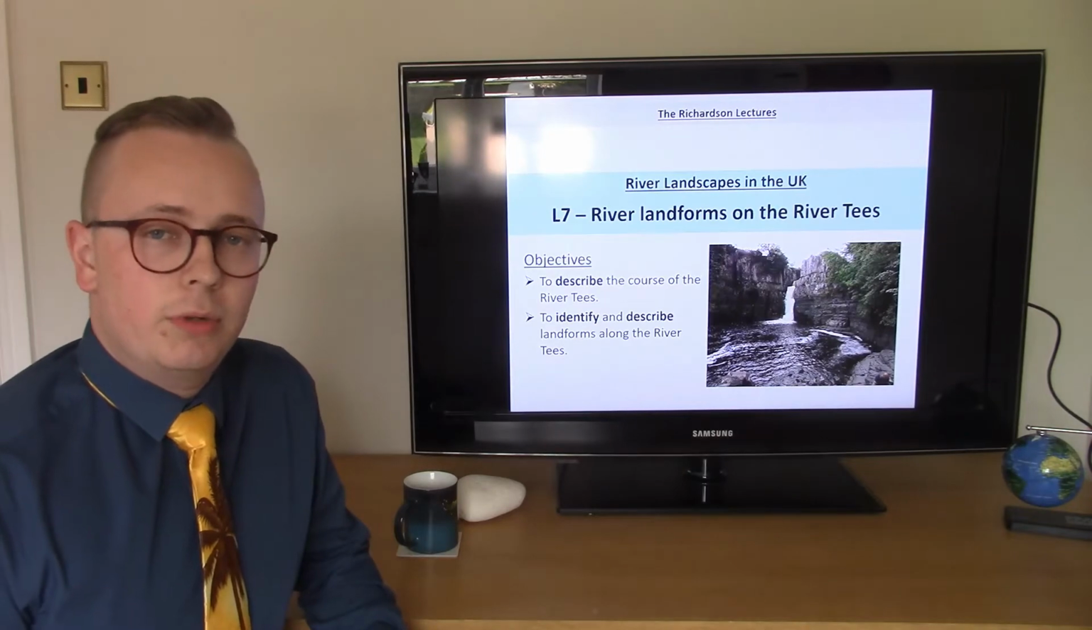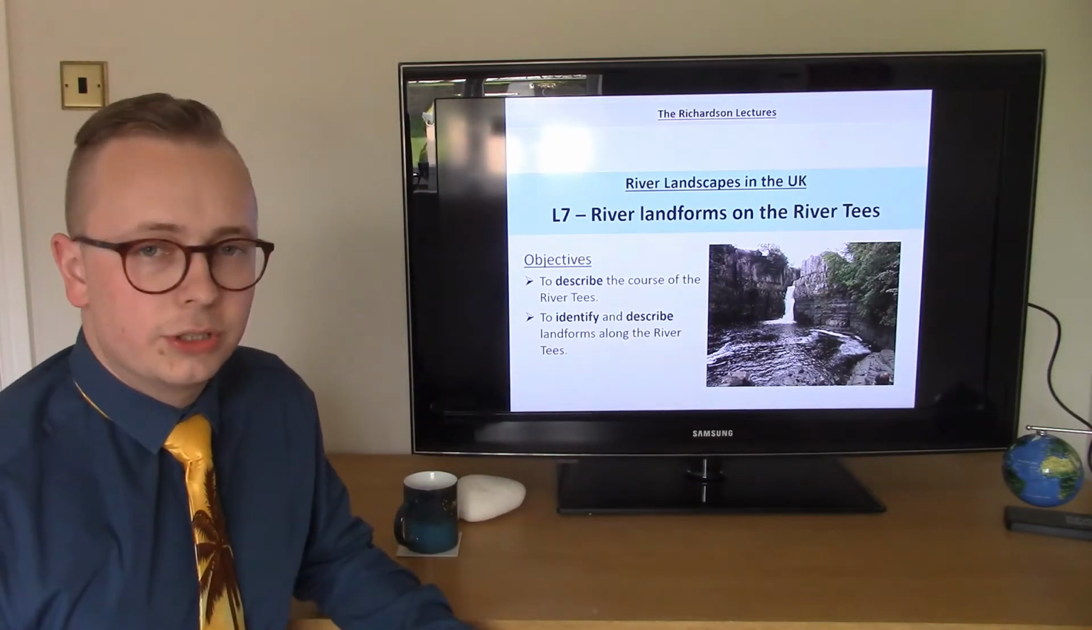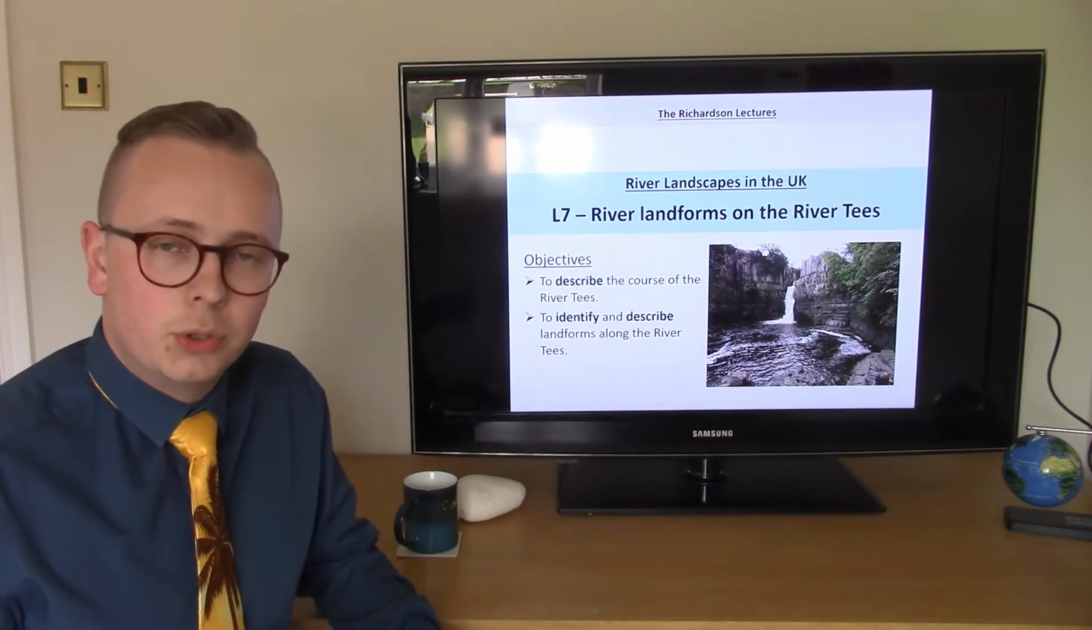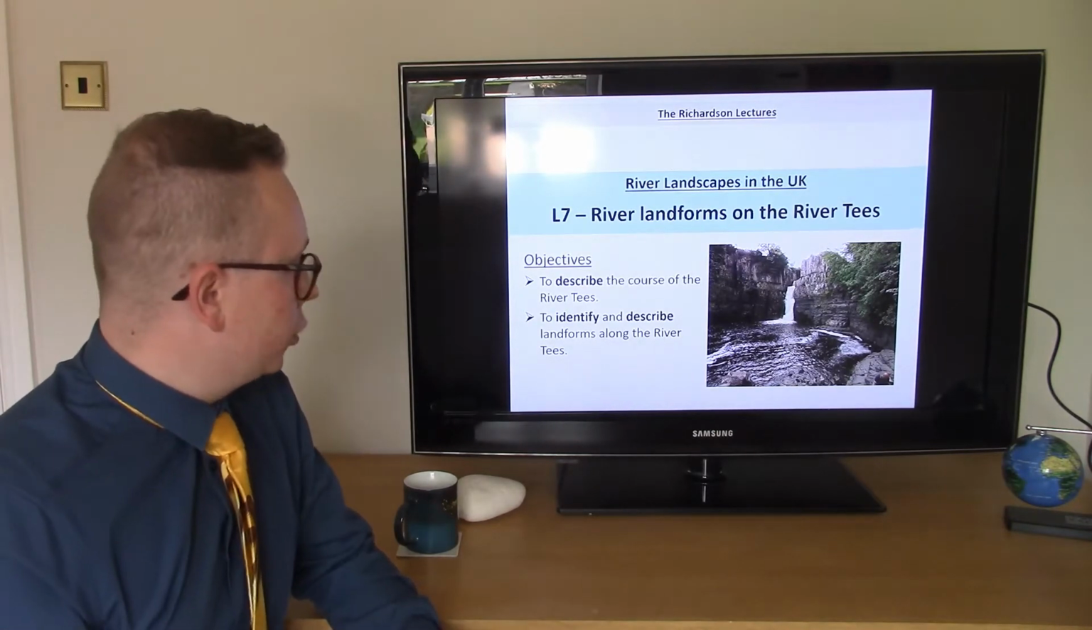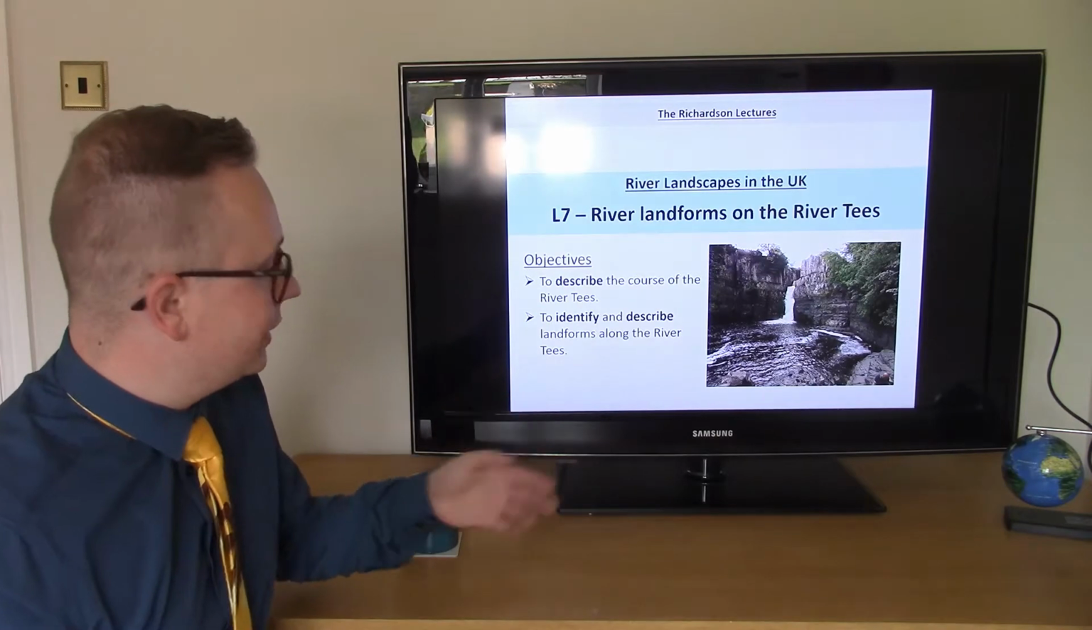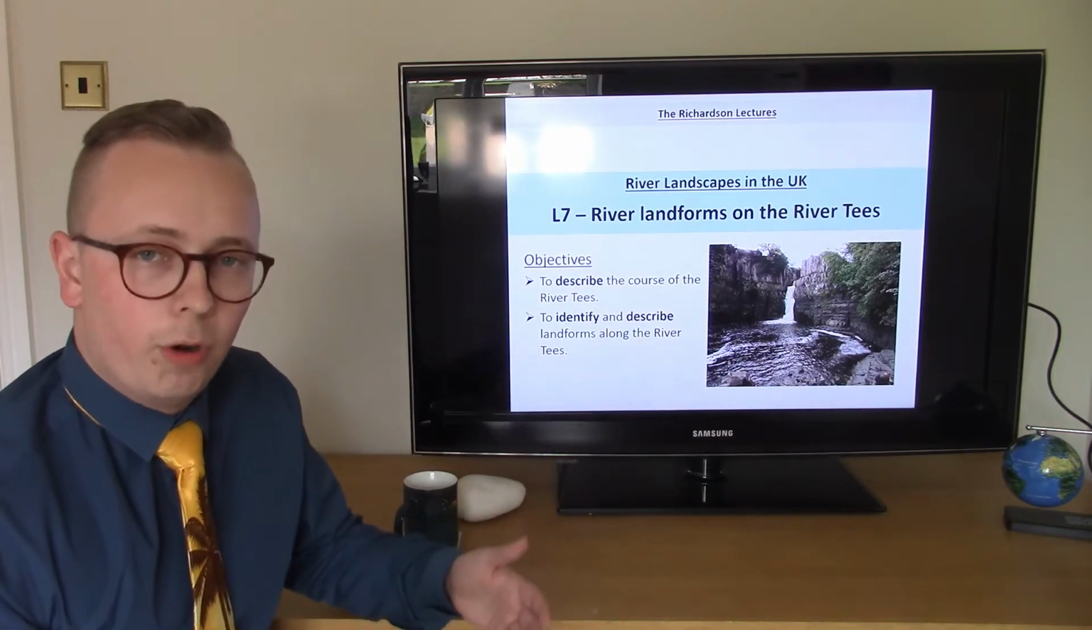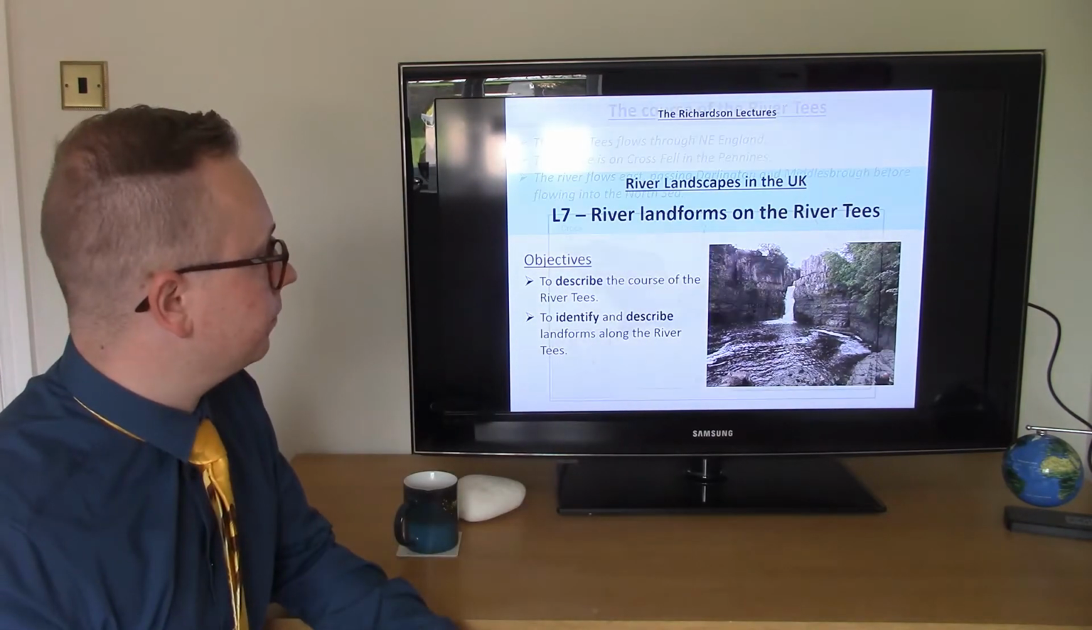This time we'll be looking at river landforms along the River Tees, using the River Tees as an example to illustrate how features change downstream. So we need to be able to describe the course of the River Tees and to identify and describe the landforms we find along its course.